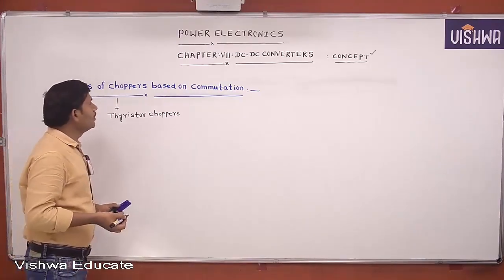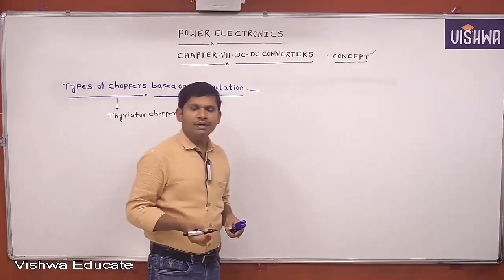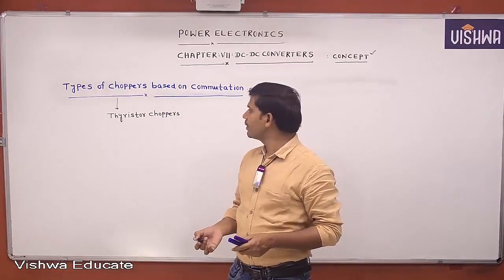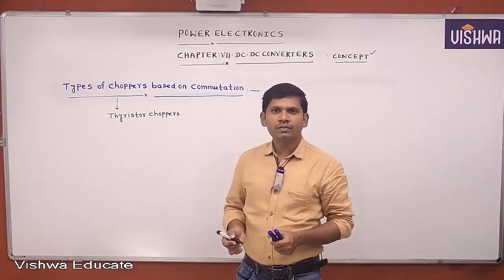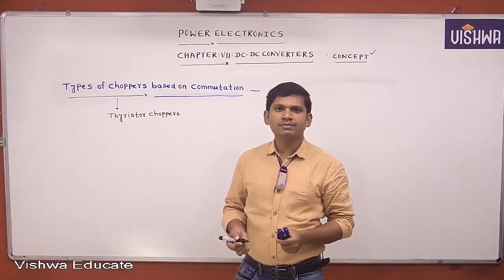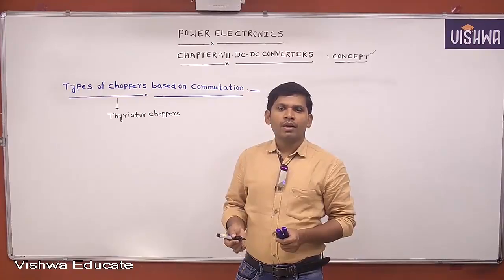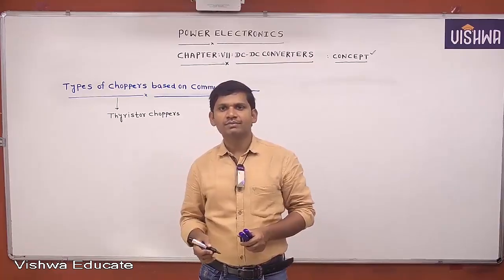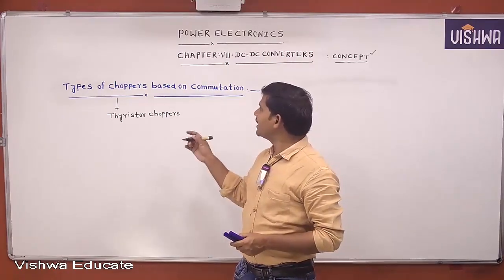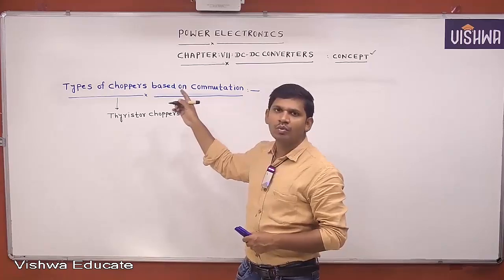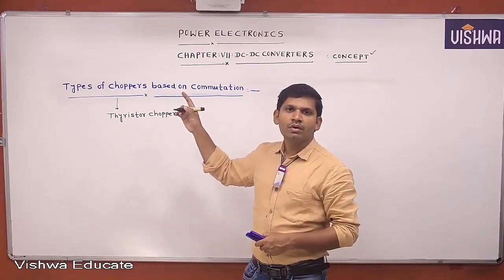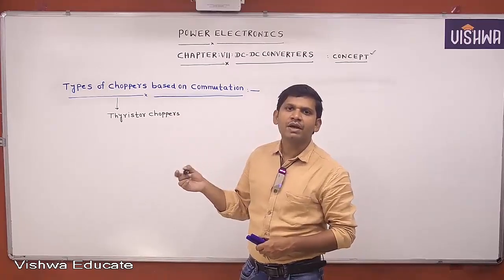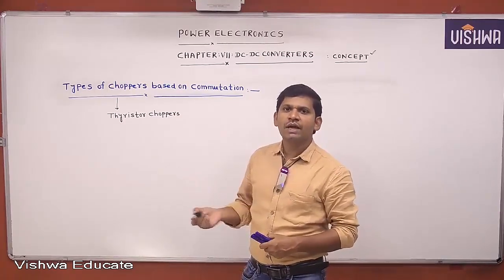We know that chopper is nothing but a DC to DC converter. Input is DC, output is DC. Supply is DC and device is thyristor means compulsorily you have to use the commutation circuit in order to turn off the thyristor. That's why the concept is given like this, types of choppers based on commutation. I told already, once we are talking about commutation, the device is a semi-control device. One example is thyristor.